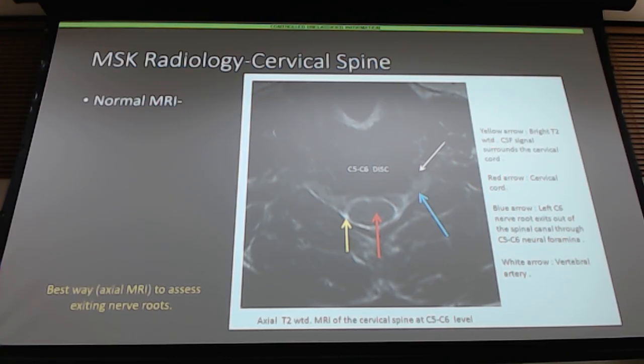And the artery is that white arrow. Do I care about the artery? Of course I do, if there's something wrong with it. But that's not really a concern in my course, though. Who takes care of arteries in the cervical spine? Neurosurgery, not me. Good job.